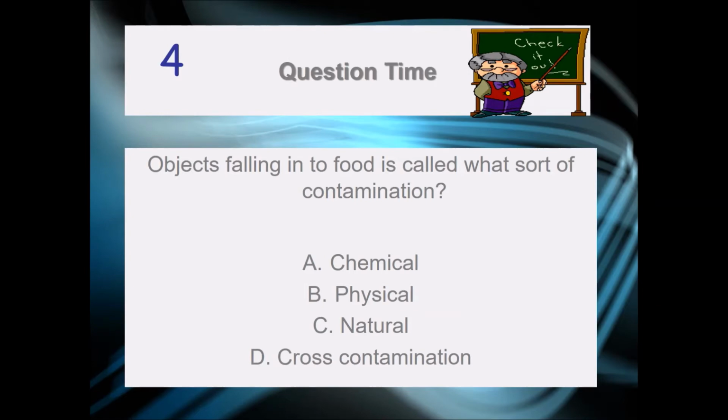Question 4. Objects falling into food is called what sort of contamination? A. Chemical, B. Physical, C. Natural, or D. Cross-contamination.